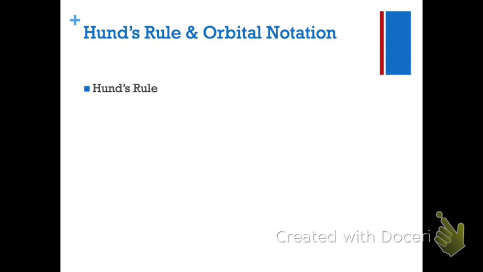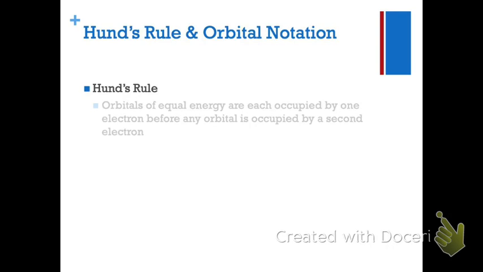All right, so when we're writing out our orbital notation and drawing out our electrons, we follow what's called Hund's rule. All that Hund's rule says is that orbitals that have equal energy have to be occupied by one electron first. All of the orbitals have to have one electron first before you can go back and put the second electron in. That'll make more sense in just a minute.